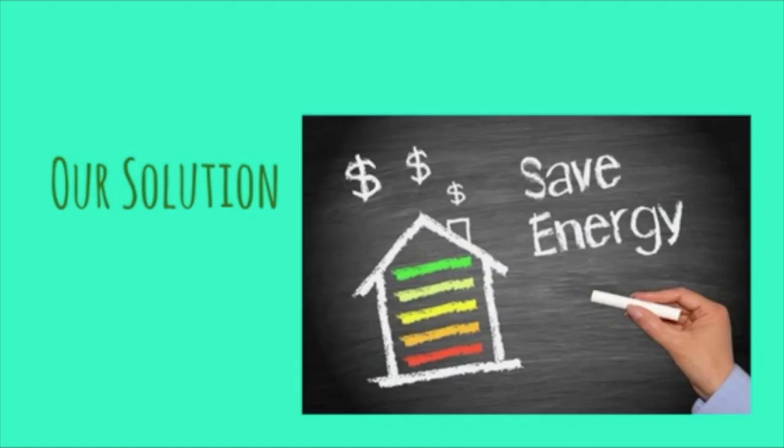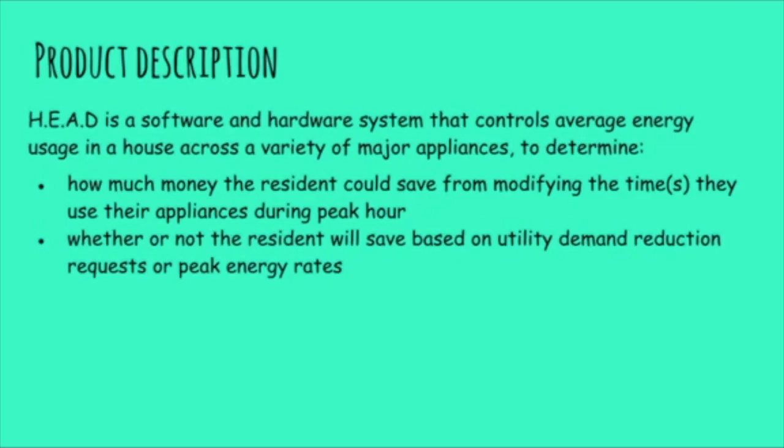We crafted a solution using discrete event simulation in SimPy, Python. Our product first gathers usage data to build a probability table for the appliances and their usage in a resident's home. Then we simulate for many days and determine, first, how much money the resident could save from modifying the time that they use their appliances. Second, whether or not they will save money from using the utility demand reductions.